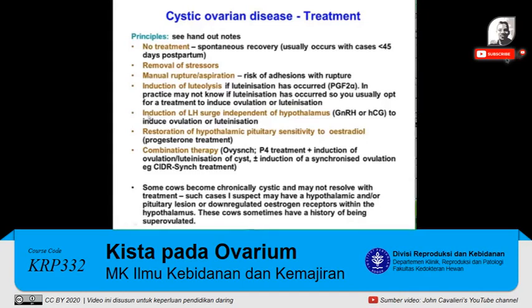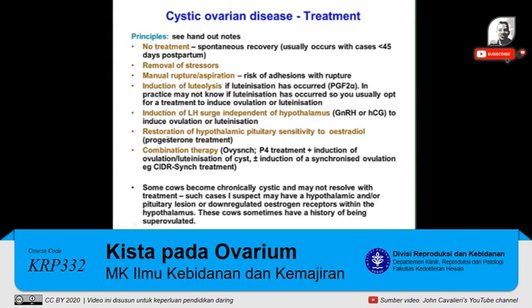So we can induce an LH surge independent of the hypothalamus by injecting the cows with gonadotrophin releasing hormone or human chorionic gonadotrophin, which acts like LH. GnRH will stimulate an LH surge, and HCG will act like LH and stimulate ovulation or luteinization. So this is the most common treatment. Treatment with GnRH is the most common treatment, although HCG is used, but it's a little bit more expensive, so it's not used as much.